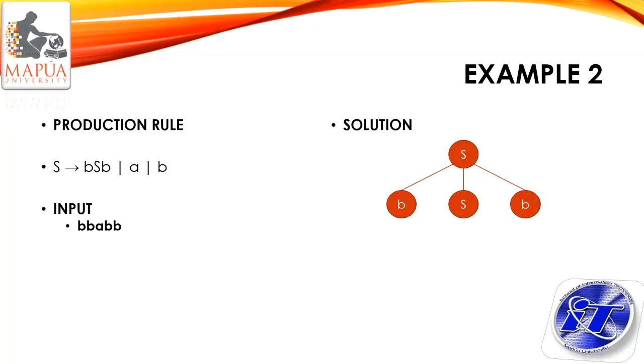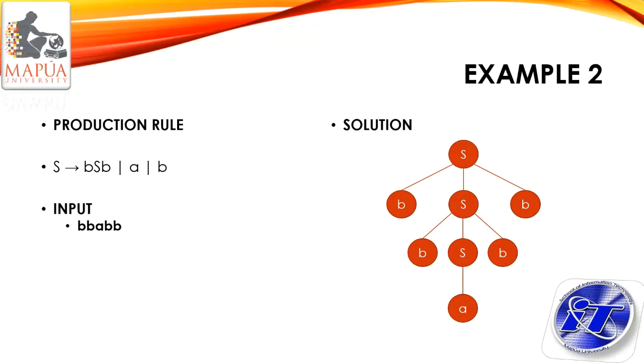So we have BSB, and if you compare with our input, we already get the first and the last symbol, which is B. Now let's continue deriving our tree. S again will be replaced by BSB to obtain the second and fourth symbols, which are B. Then S will now be replaced by A to obtain, from left to right, BBABB, which is our desired input. So this is our equivalent derivation tree for BBABB based on the given production rule.